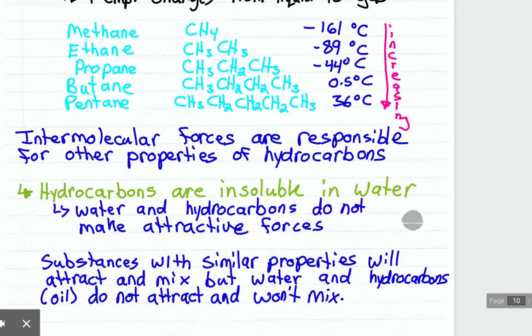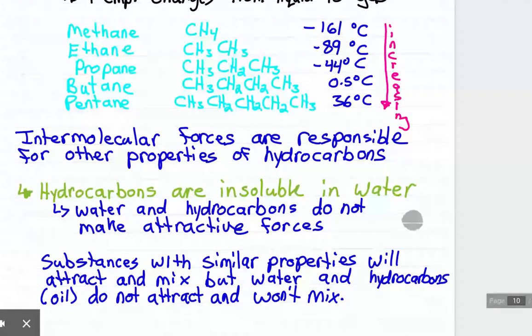And that as you add carbons and make the chain longer, their melting points and boiling points get higher because they have stronger intermolecular forces. They have more intermolecular forces. And so they need more energy to break apart those molecules, resulting in there needing to be a higher temperature to get a state change.